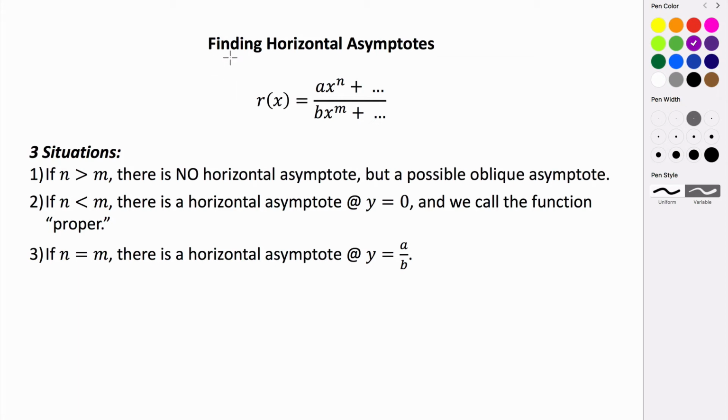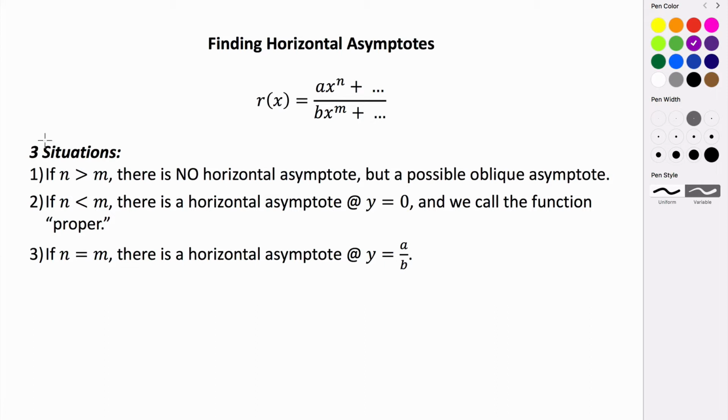In this video, we're going to look at how to find horizontal asymptotes for a given rational function. If we have a rational function, we know that it's a quotient of two polynomial functions. In the numerator, we have a polynomial function of nth degree, and in the denominator, we have a polynomial function of the mth degree.